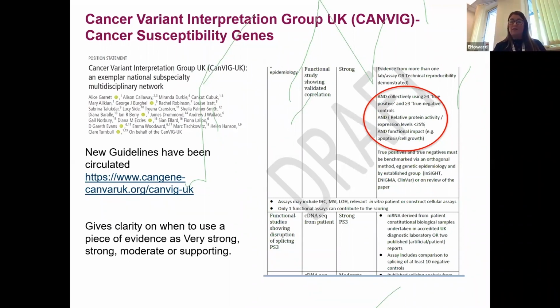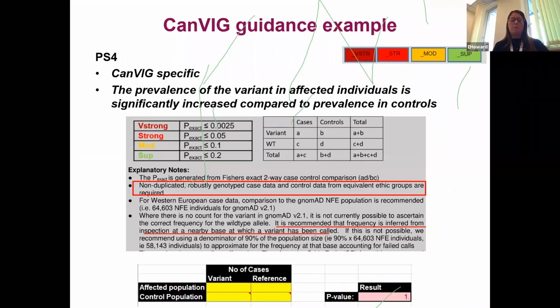However, if I give you an example here of a functional assay, sometimes with functional assays, it's hard to glean out when you read the literature if this is a really credible assay or not. And what they define, if you're able to use a strong piece of evidence in a functional assay, is if you collectively are using greater than 3 positive and greater than 3 true negative controls, and the literature and the assay demonstrates that the relative protein activity drops below 25%. So it's really a detailed criteria in order to apply a piece of evidence. And I would recommend that anybody who's looking at HRR genes and variant interpretation takes a look at these very specific criteria.